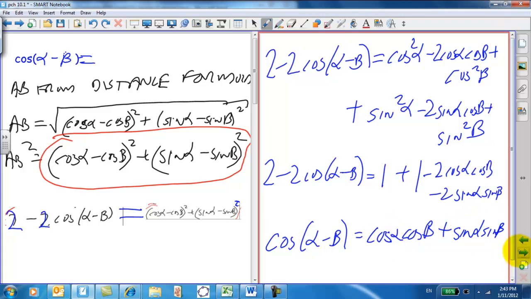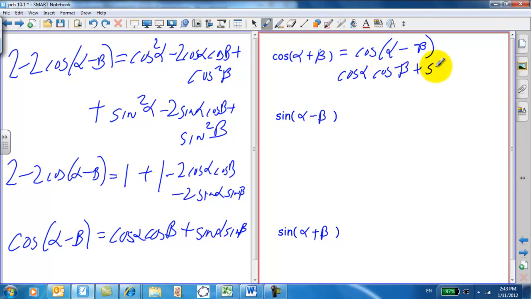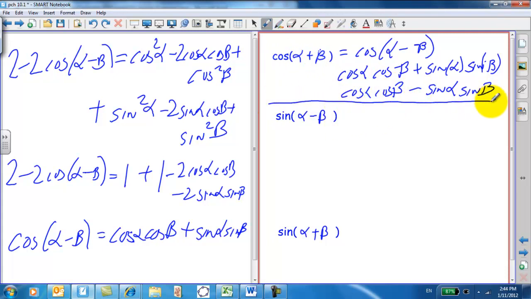Okay? Now we can transform this. We can think of cosine of alpha plus beta then as cosine of alpha minus a minus beta, and apply our new formula, cosine alpha cosine negative beta plus sine alpha sine negative beta. Now cosine is even, so that's why cosine negative beta is cosine beta, and sine is odd, so sine of negative beta is negative sine beta, so that's why it becomes a subtraction. So cosine alpha plus beta equals cosine alpha cosine beta minus sine alpha sine beta.